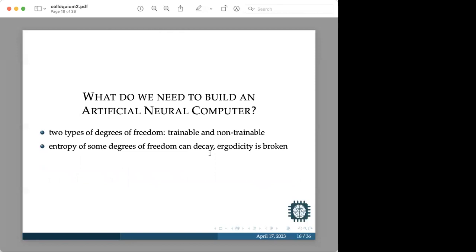So again, we are down to earth people. We are trying to build a machine that can do learning for us. We know that digital computers are not designed for that, and this is what we're doing. Okay, so two things already. Two types of variables. Entropy of some variables must decay. And so this material, or whatever it is, has to have a broken ergodicity. It has to have lots of metastable states. Usually, an example of such a system is called a glassy system.